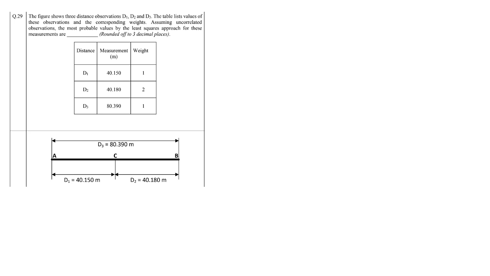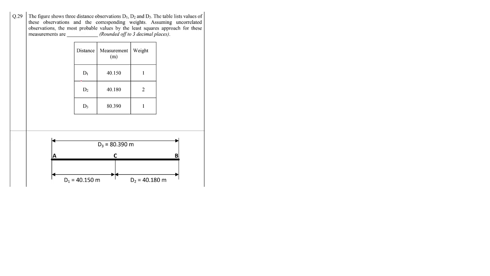So the question is: the figure shows three distance observations D1, D2 and D3. The table lists the values of these observations and the corresponding weights. Assuming uncorrelated observations, the most probable value by the least square approach for the measurements is dash.